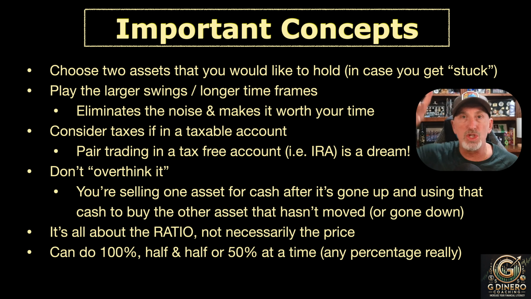So you can swing it 100% at a time back and forth. You can do what I call half and half. Half and half means if it tells you to sell MicroStrategy for Tesla, you take half of your MicroStrategy and sell it for Tesla. If you get another sell signal, you sell the remaining half. Or you could do 50% of your holdings at any given time.